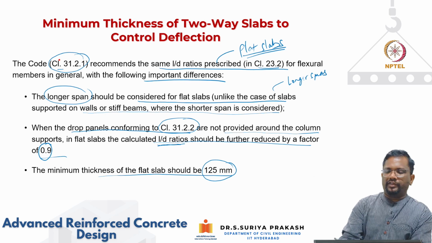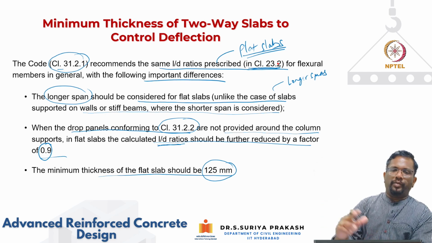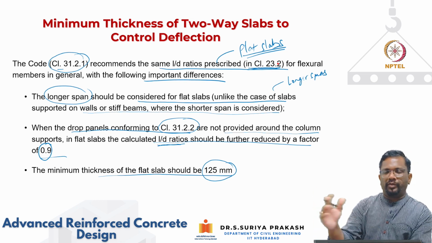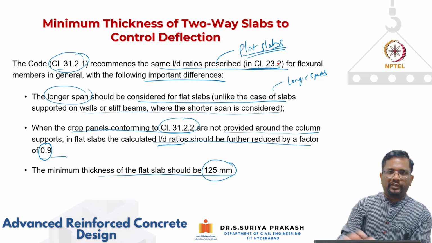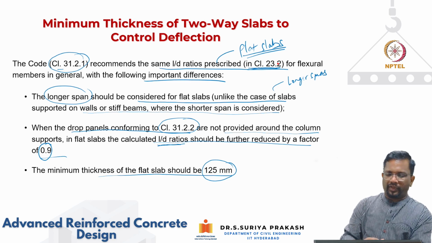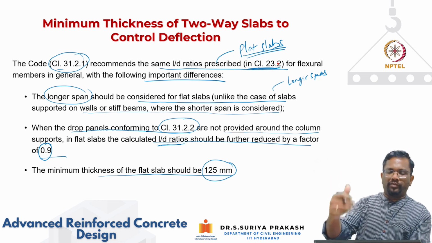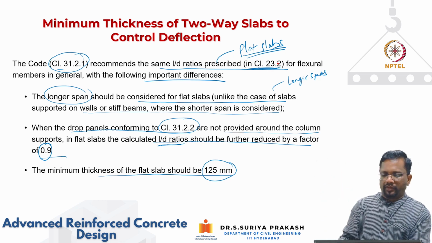Clause 31.2.1 is saying that whatever is prescribed in 23.2 can be used for flat slab with some changes. The only thing is, I need to use the longer span, and if the drop panels are not conforming to the minimum dimensions that are specified, which we'll discuss, then these ratios you need to multiply by 0.9, further reduced. So if I reduce the L by D ratio, obviously my thickness or depth requirement will go up, right?